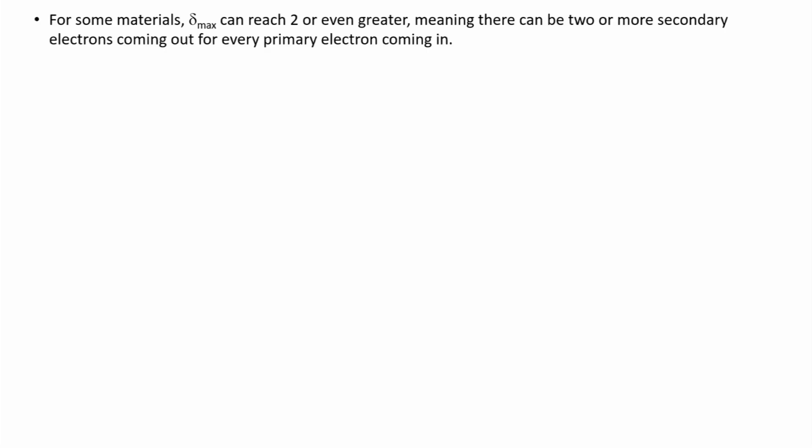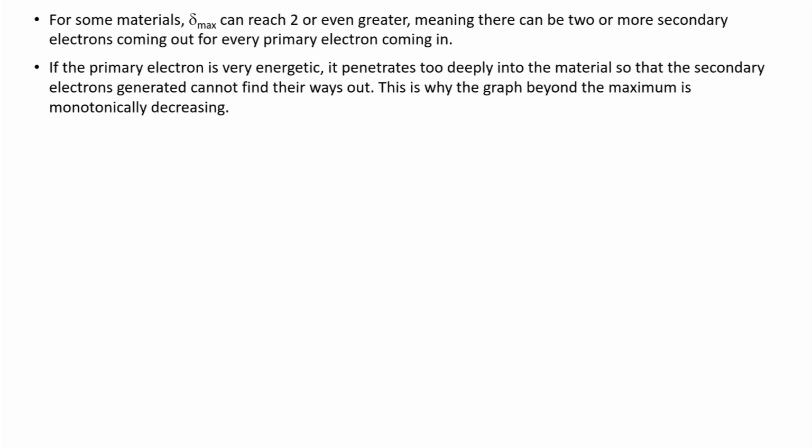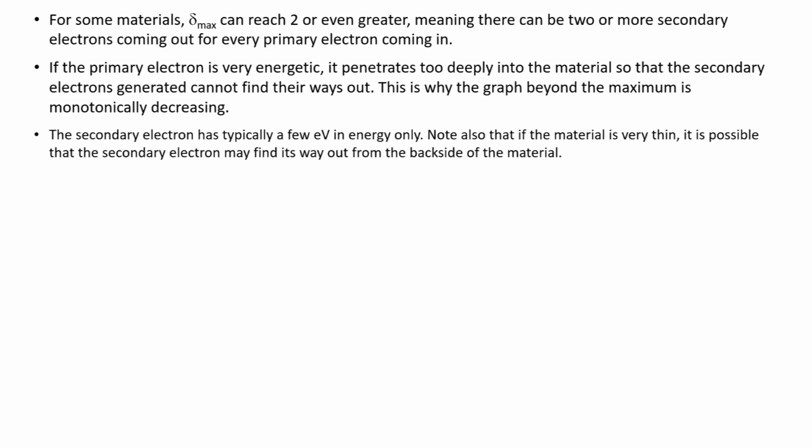So, for some materials this delta max can reach 2 or even greater, meaning that there can be 2 or more secondary electrons coming out for every primary electron coming in. I already told this. If the primary electron is very energetic, it penetrates too deeply into the material, so that the secondary electrons generated cannot find their way out. If it goes inside, then the probability that it will come out as secondary electron emission will be very less.